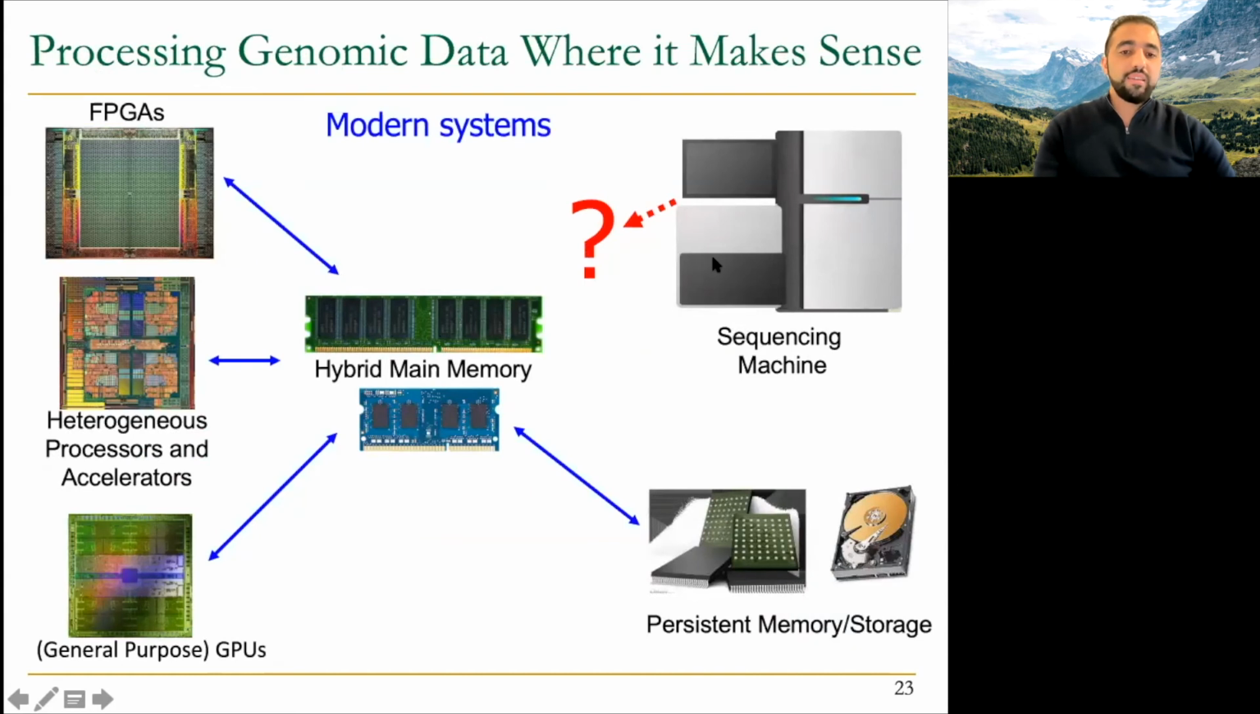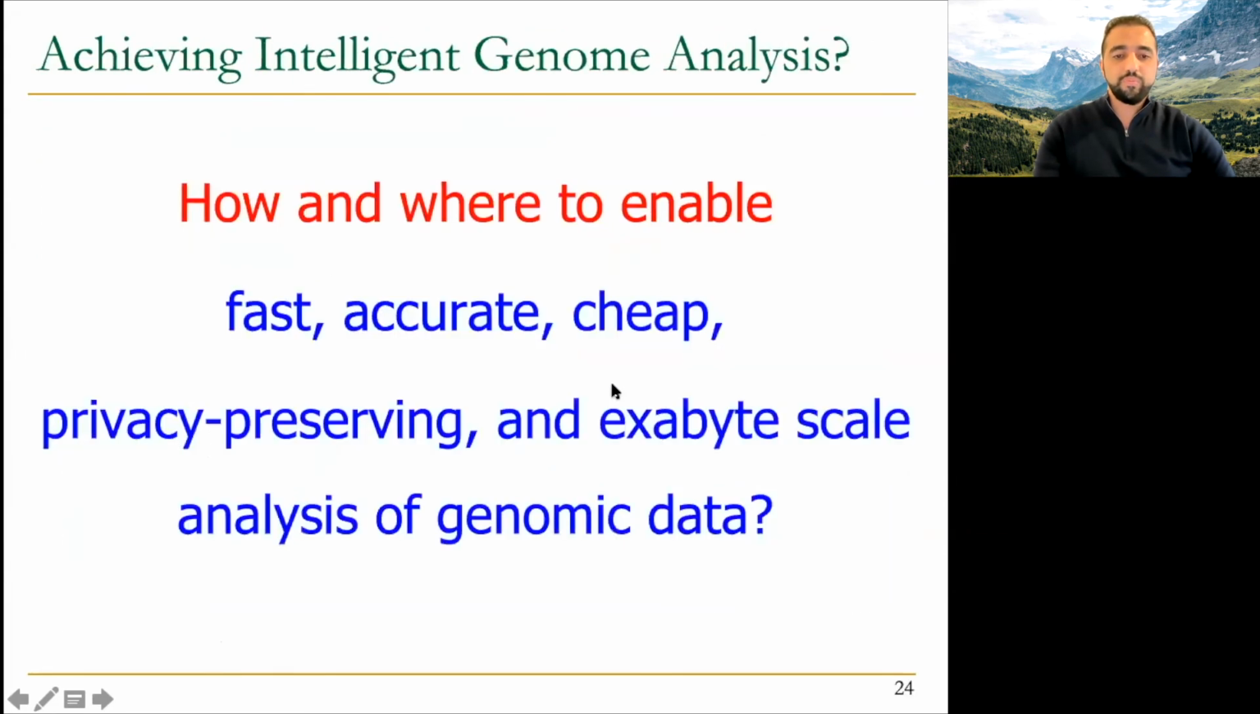And for that, especially in the part of the project that we suggest in this course, we try to address this issue by avoiding unnecessary movement of the data between these components. So you could directly process in an FPGA chip or inside the SSD and so on. And the open question remains how and where to enable fast, accurate, cheap, privacy-preserving and exabyte-scale analysis of genomic data.